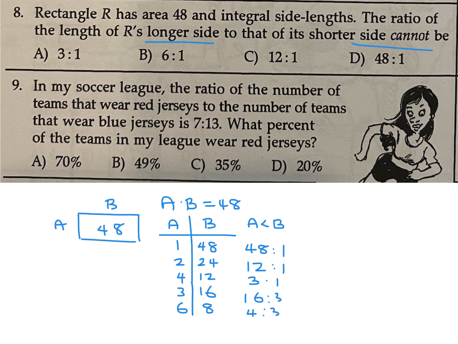So let's see here if I even did this right. It can be 3 to 1 because that's this guy. It can be 12 to 1 because that's this guy, and it can be 48 to 1. So the only one it cannot be is this 6 to 1. So that is the answer to the question B.